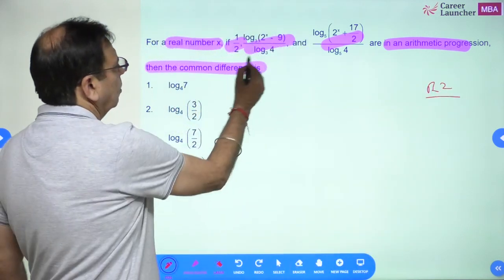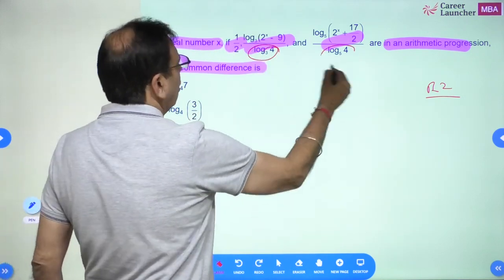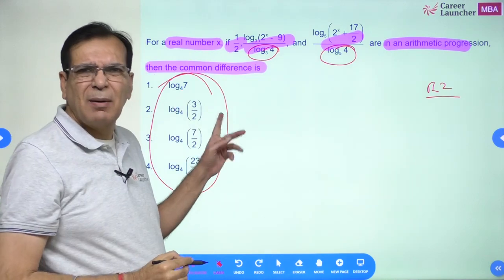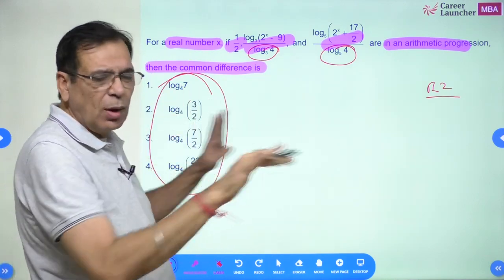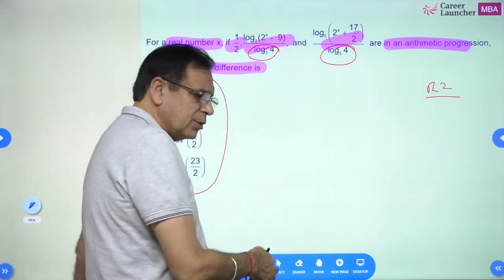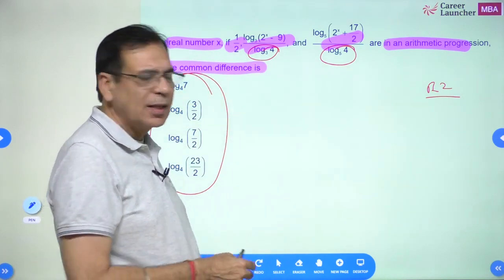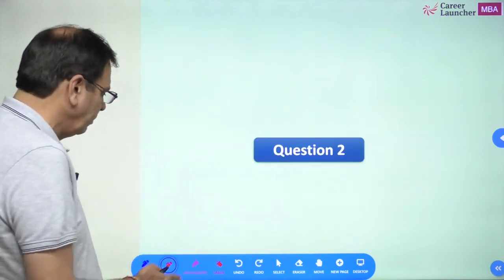Why? Look at this: this is log of base 3, this is log of base 5, and the third is log of base 4. It will take a lot of time, at least for me. So I left this question completely. I will go to the next question. This is a round 2 question; by its look I could tell it's a waste, so I will not waste my time.